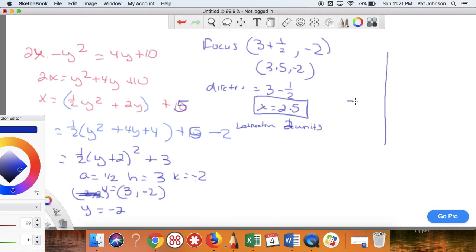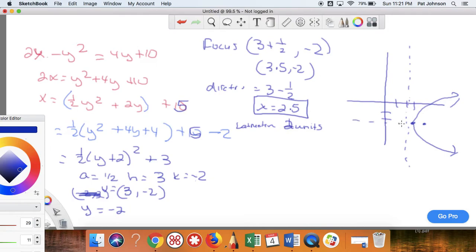We know our vertex is what? 1, 2, 3, 1, 2. We know our directrix is x equals 2.5, so it's going to be on this side. I didn't draw very good spacing here. We know our focus is 3.5, -2. And we know it's going to open to the right because a is positive. And there is your graph.